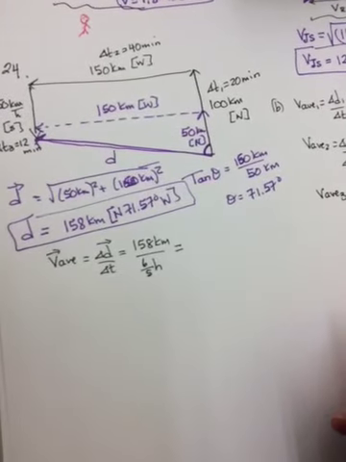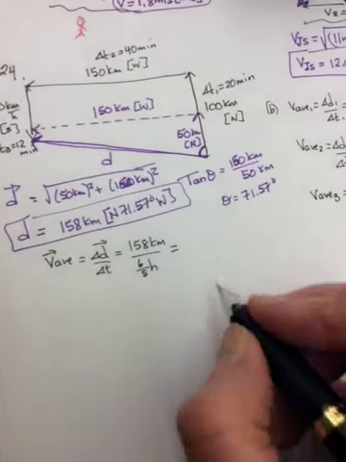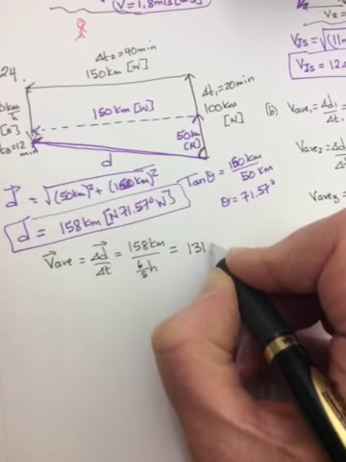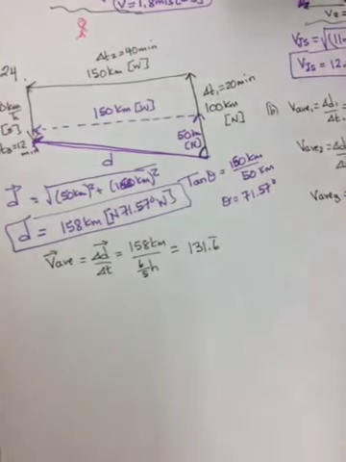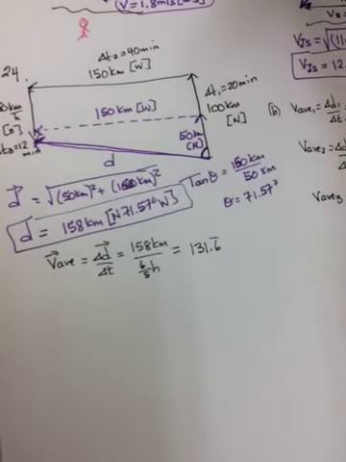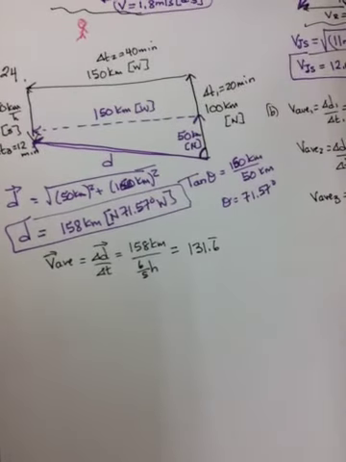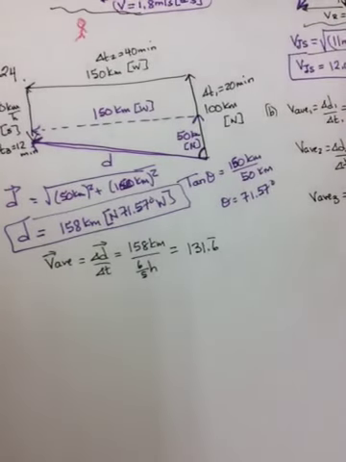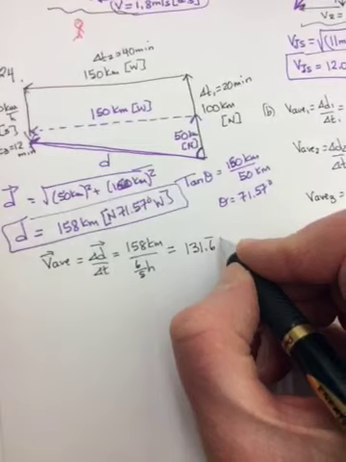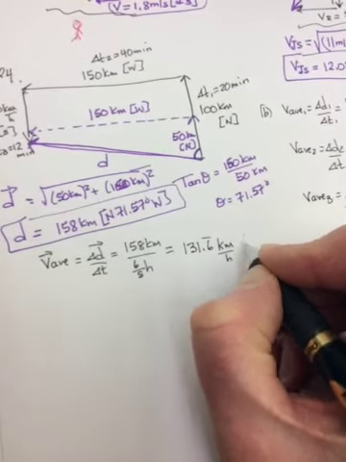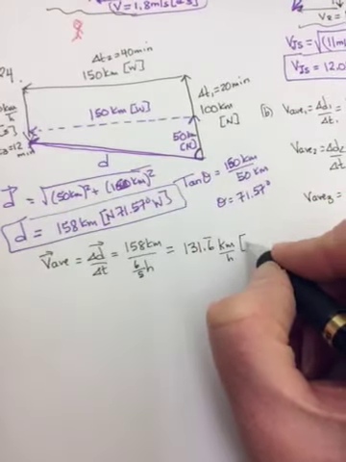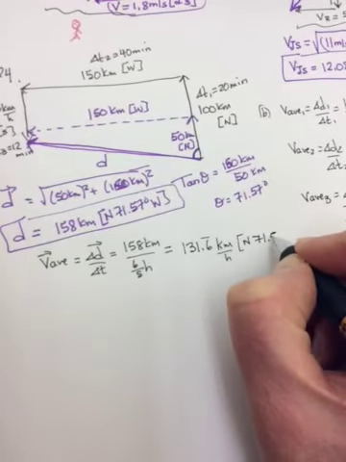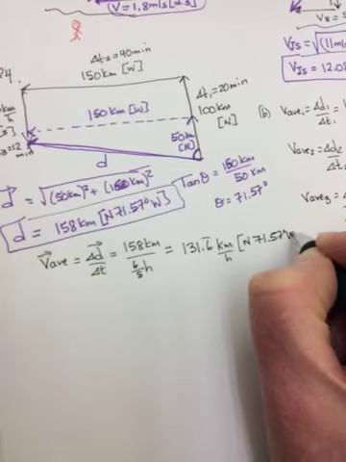131 2/3, if I did that right. 131, and then that'd be 0.6 repeating. I'm just going to double check that because I don't trust myself. 158 divided by 1.2. 131.6 repeating, yeah, kilometers per hour. And the direction is always the same as the total displacement for the trip. So north 51.57 degrees west.